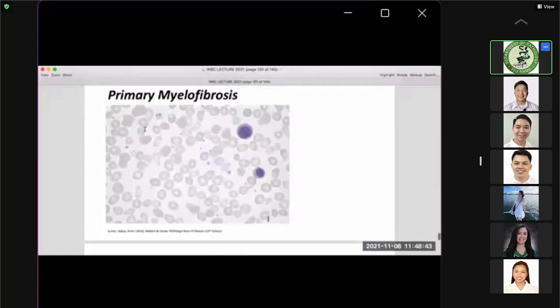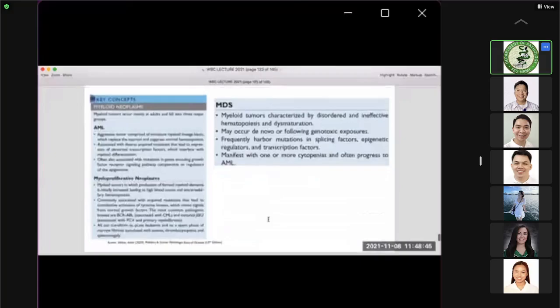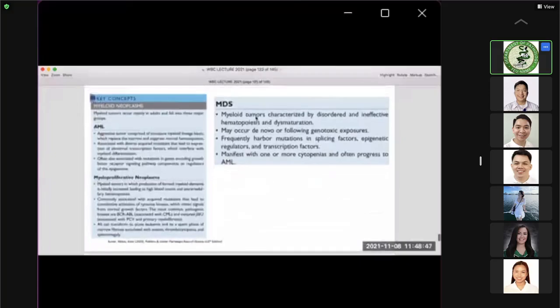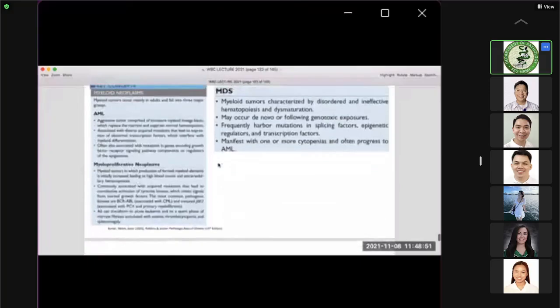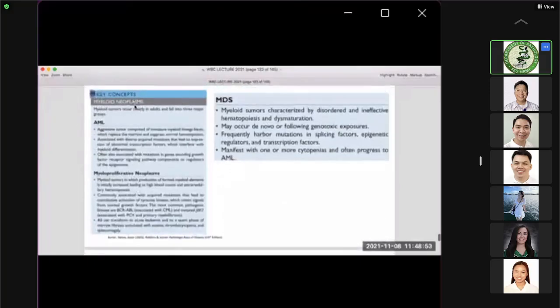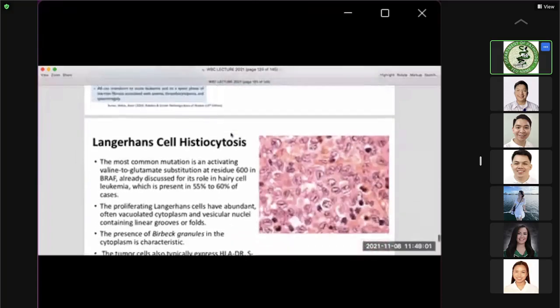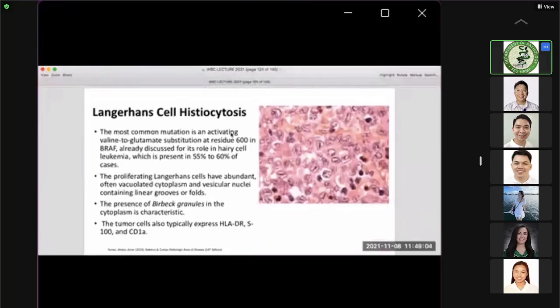Okay? So these are the key concepts. Okay? Read through them. This is regarding the myeloid neoplasms, discussing AML, myeloproliferative neoplasms, and myelodysplastic syndrome. Langerhans cell histiocytosis.